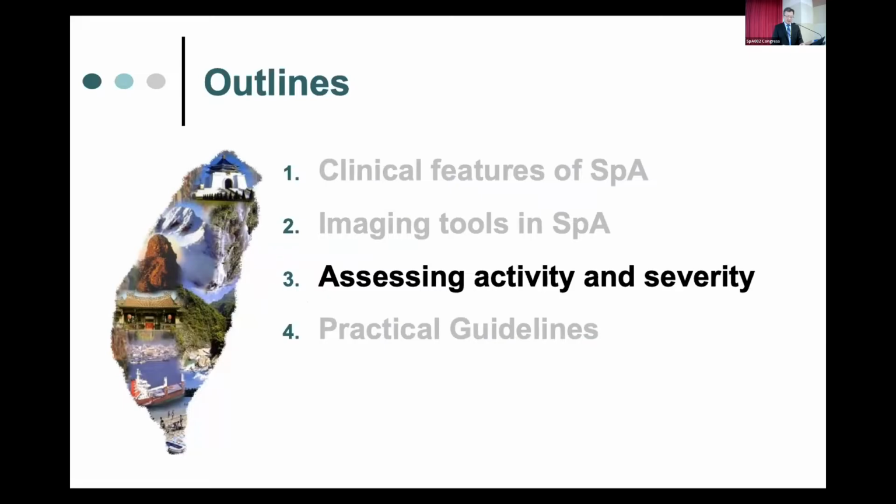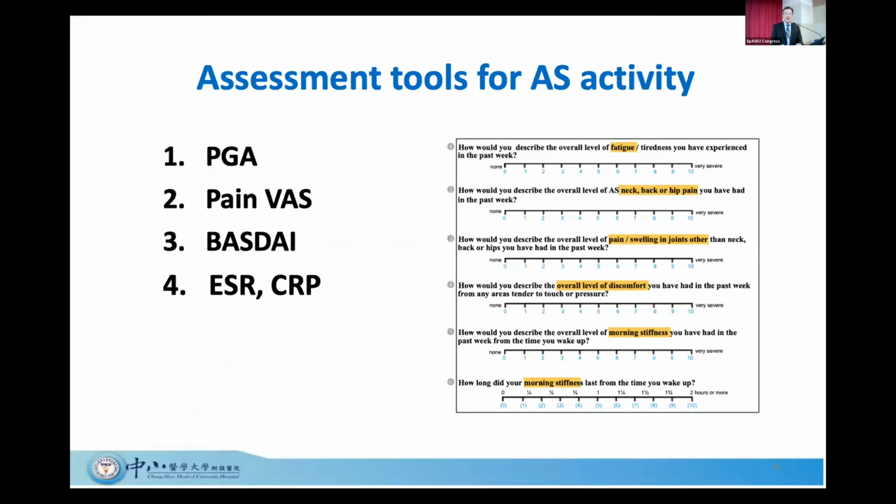We do have some patient reported outcome available. Again, there is no single biomarker. Even CRP and ESR is non-specific. Even IgA, calprotectin, those are non-specific and also insensitive. So the gold standard right now is still patient-reported outcome, including the patient global assessment. Or you can just ask the pain scale from 0 to 10.